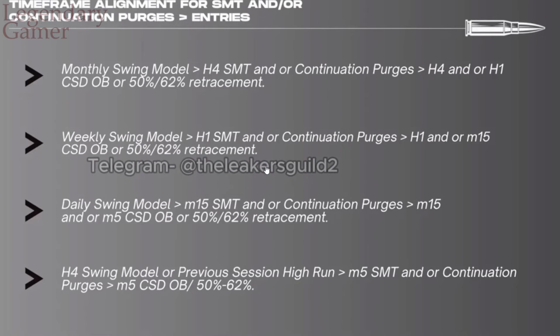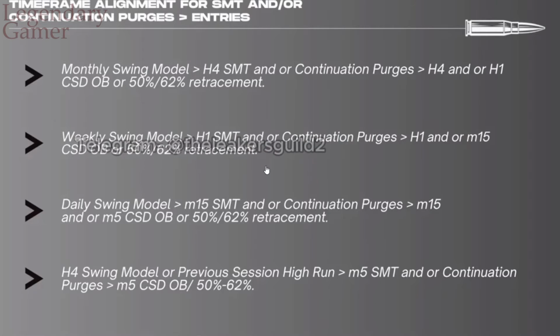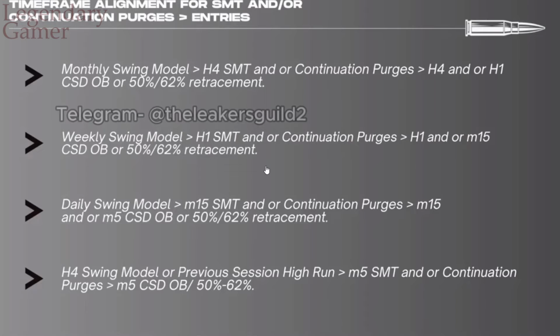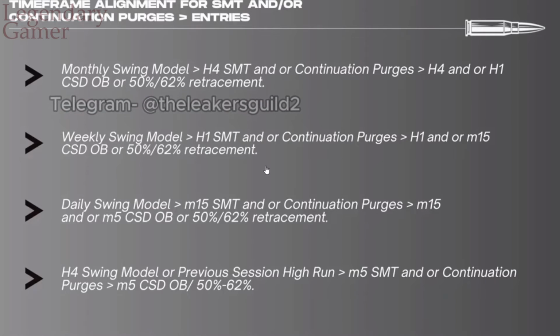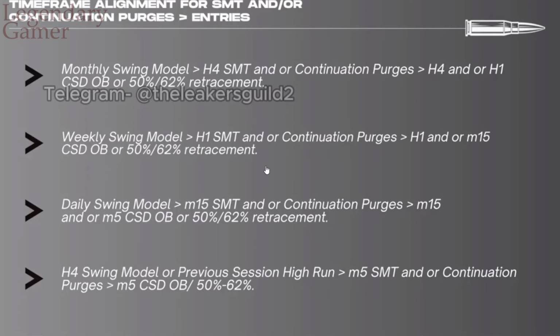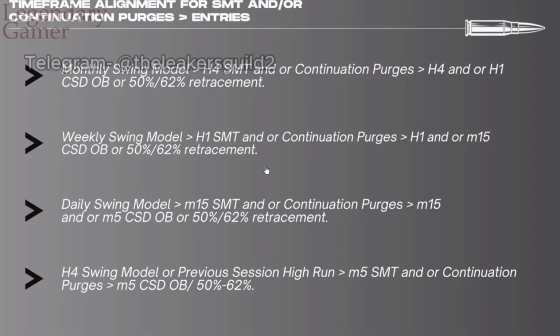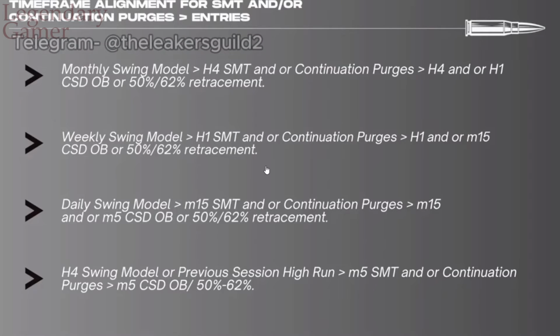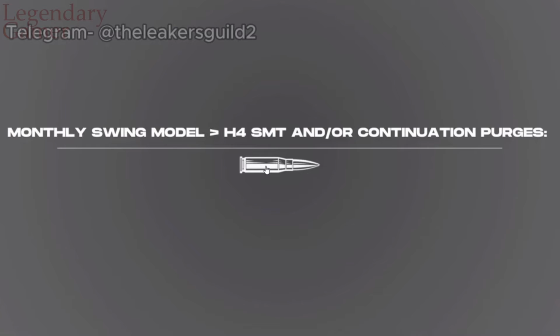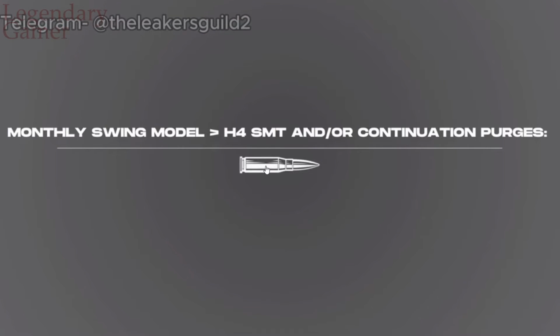Thirdly, we've got a daily swing model, so then we're going to be looking for 15-minute SMT and or continuation purge, and then 15-minute and or 5-minute change in the state of delivery order block, or the 50 to 62% retracement. And lastly, we've got the 4-hour swing model or previous session high run into a 5-minute SMT and or continuation purge, and then we're going to be looking for a 5-minute change in the state of delivery order block, or the 50 to 62% retracement level. So firstly, let's start with the monthly swing model into the 4-hour SMT continuation purge.